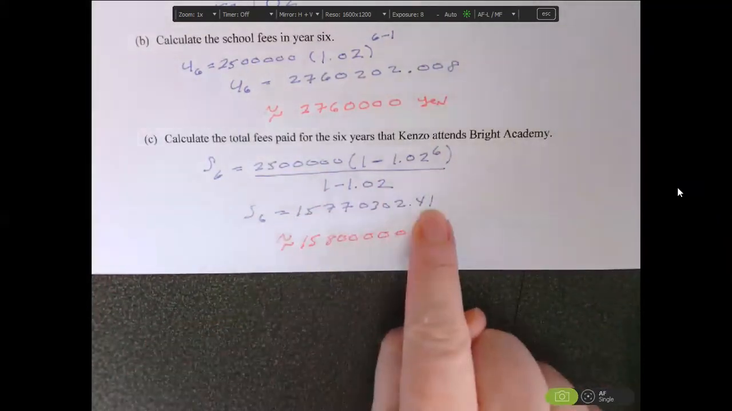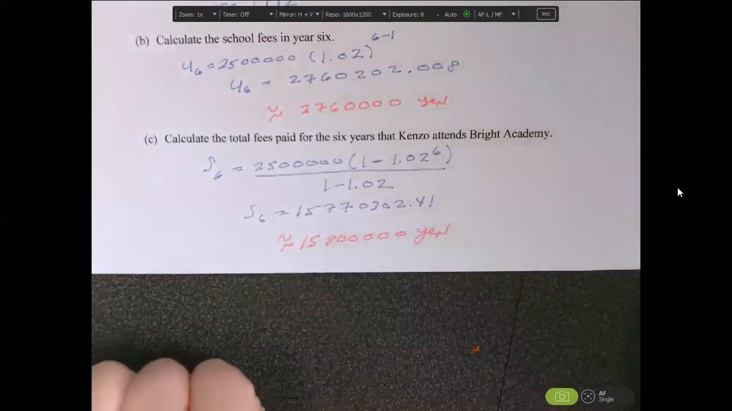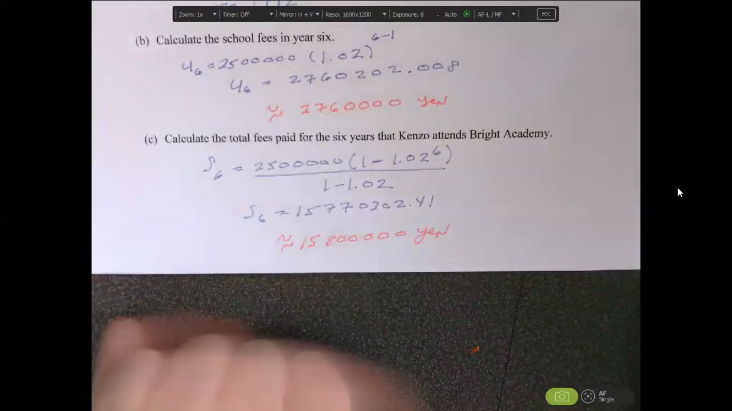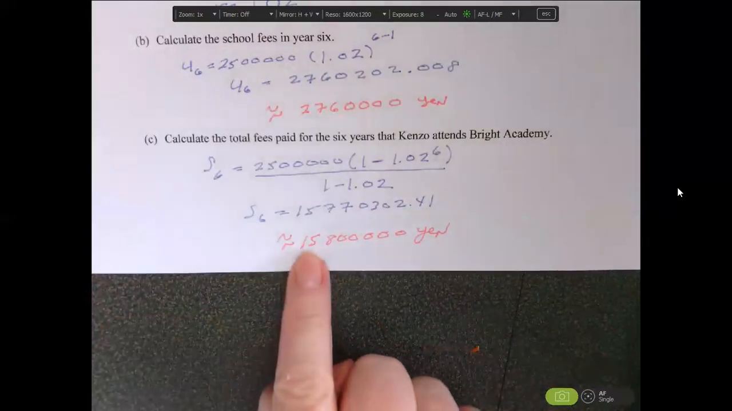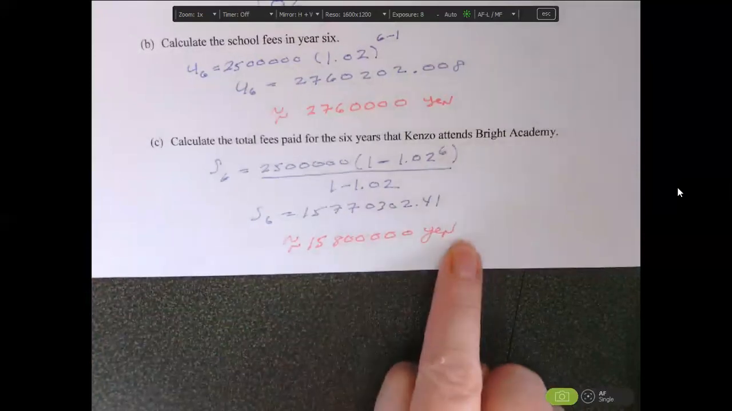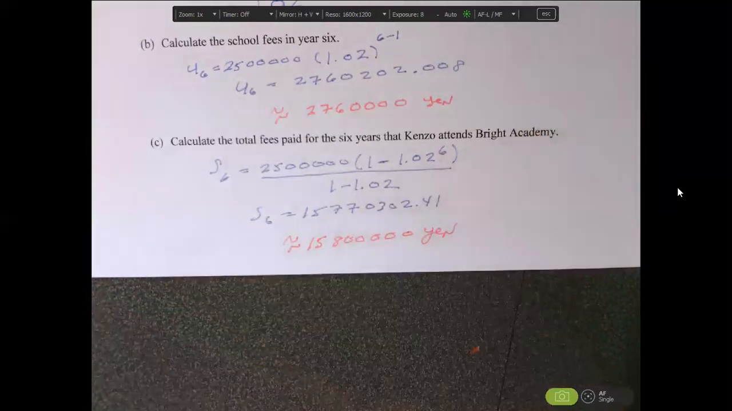This is my exact answer, but we don't want that exact answer because it doesn't say anywhere what to round to. So we're going to go 3 significant figures. So that would be approximately 15,800,000 yen for 6 years at the Bright Academy. I sure hope Kenzo ends up being bright at the end of all that money. Okay, parents hope so too.